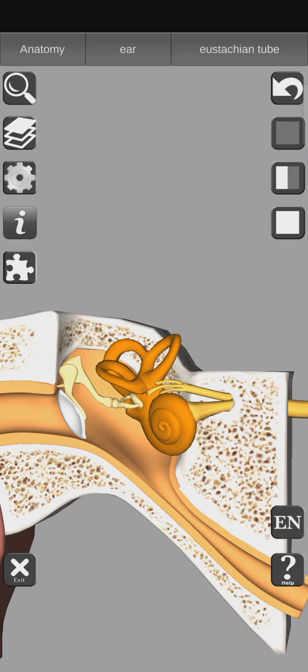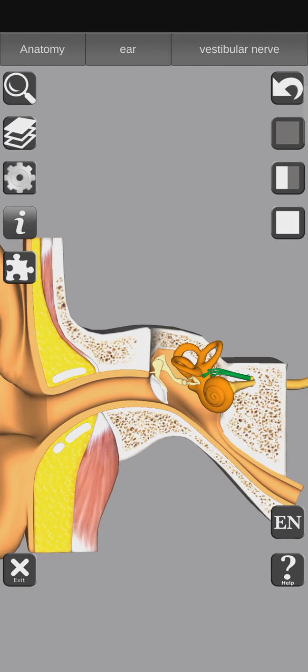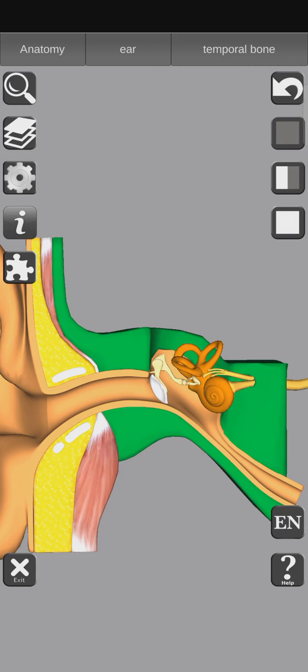Now, this is the middle ear. Learning about the inner ear, we have the rounded cochlea and three semicircular canals, and there is the connection with the vestibular nerve and the cochlear nerve. This whole ear, that is the inner ear and the middle ear, is enclosed in a bone that is known as the temporal bone. So that's about the ear.